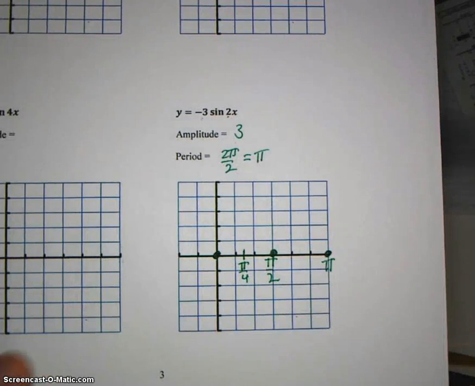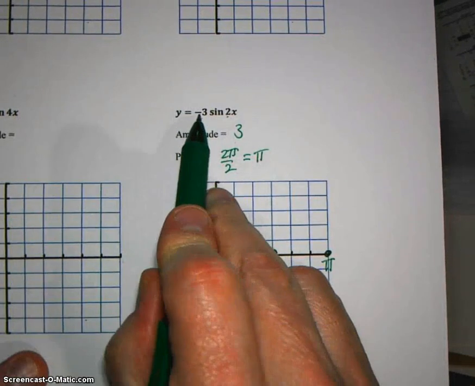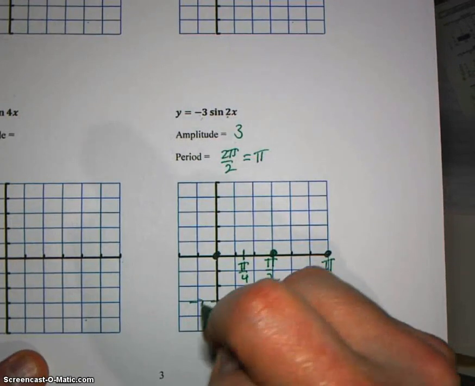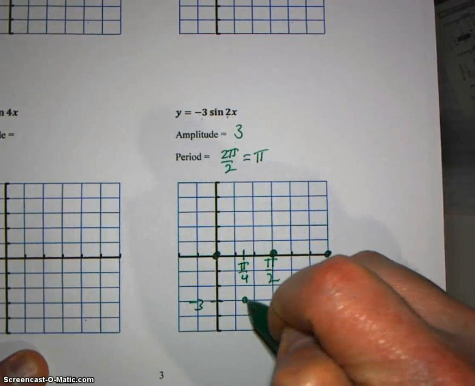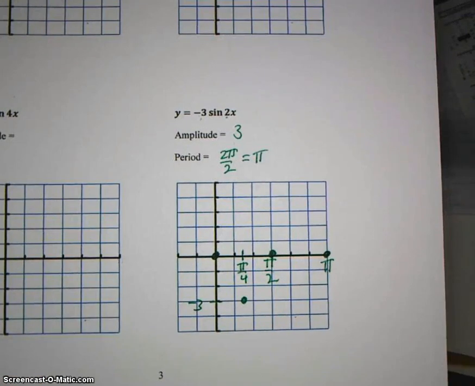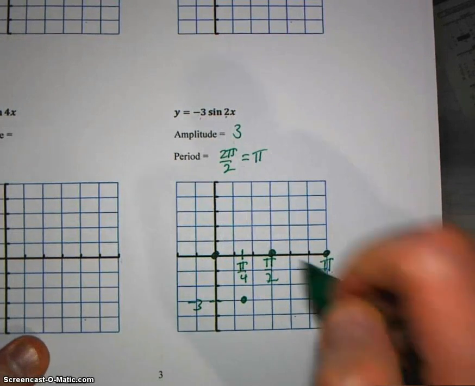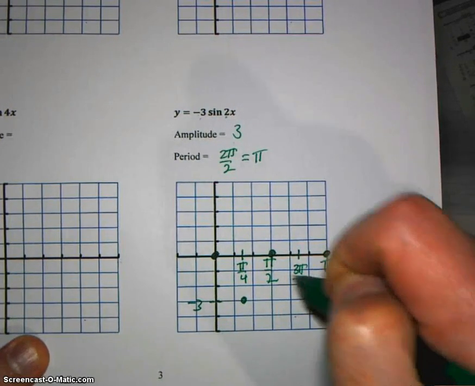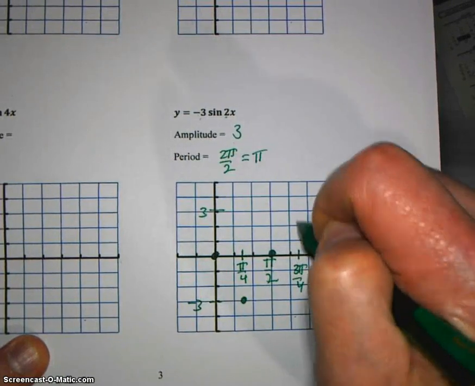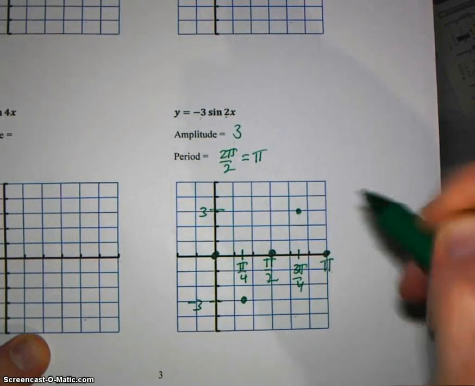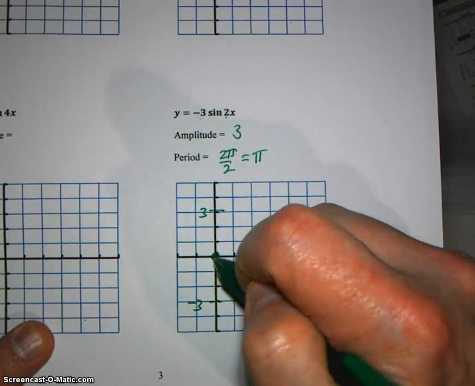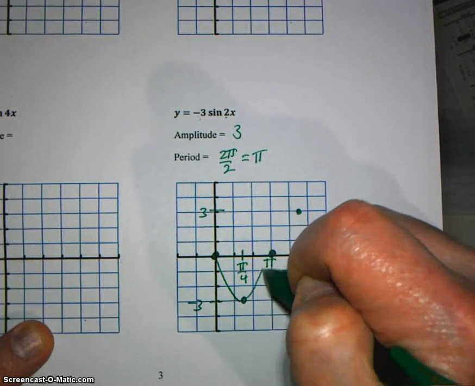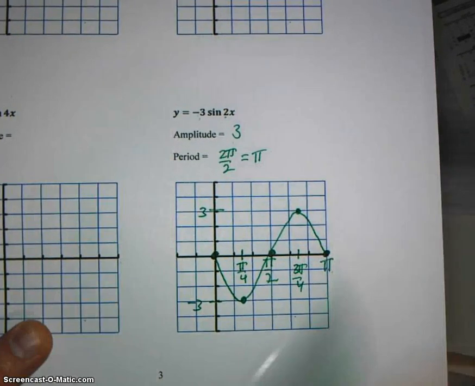Pi over 4. And be careful here, this is a negative, so we're going to be low. Easy thing to forget. Easy to look at your amplitude being 3 and going high. And then halfway between pi over 2 and pi is 3 pi over 4. And that's where we'll be high. Right there. Alright, so we started at the origin, we go down, we go up, we go back down.